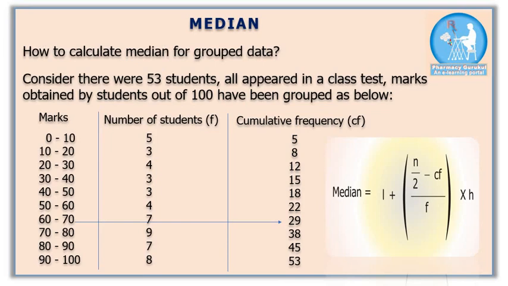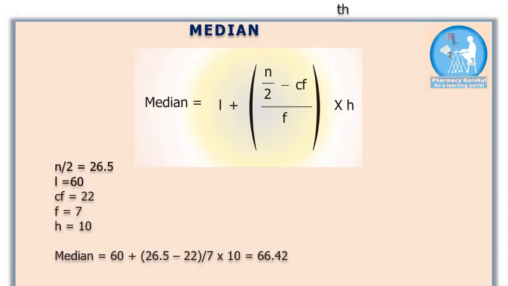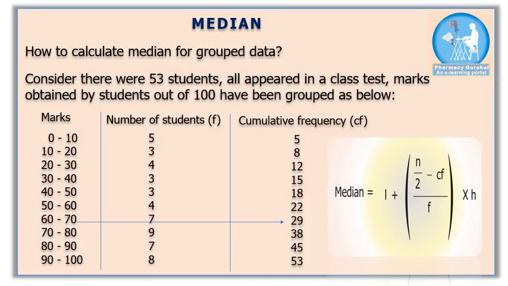Next is to find the median class. For that we have to divide the cumulative frequency by 2. By dividing the cumulative frequency by 2 we get 26.5. The median class we pick must be nearest to n by 2 or greater than n by 2. Here n by 2 we get 26.5. Therefore the median class would be 60 to 70.